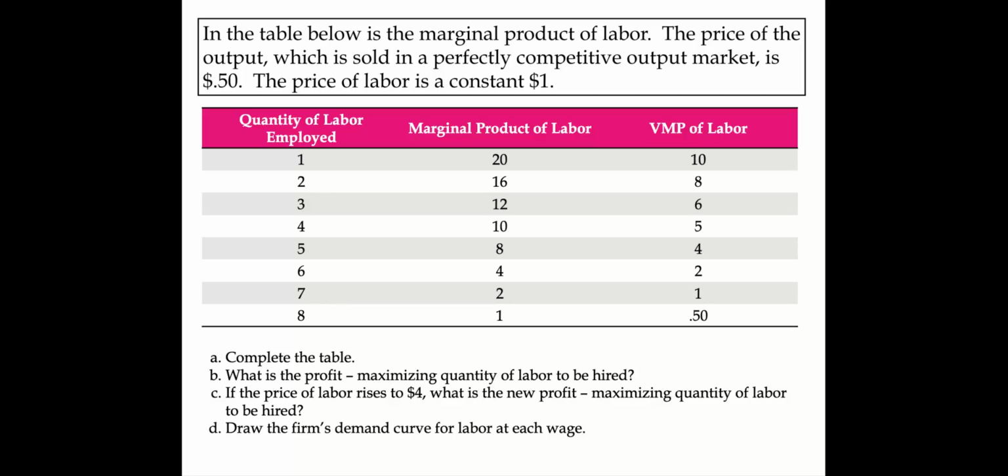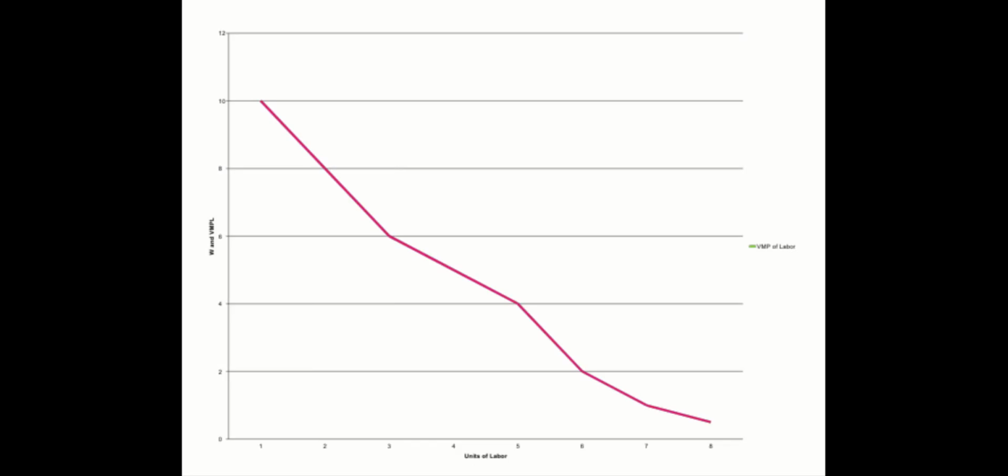For letter C, what if the price of labor rises to be $4? Well, then it's going to change. I hire the first, the second, the third, the fourth, the fifth, I don't hire the sixth. This is where I stop. So for letter C, if labor is $4 instead of 1, then my profit maximizing quantity would be 5, okay?